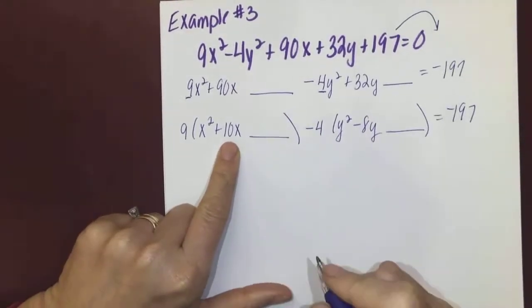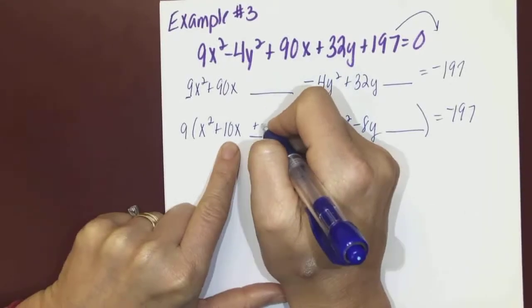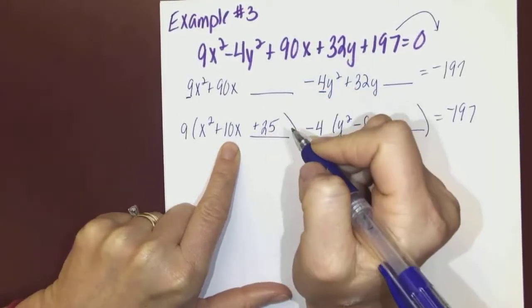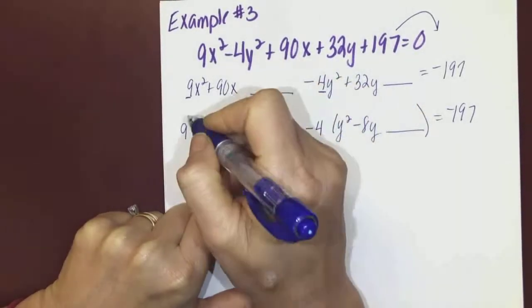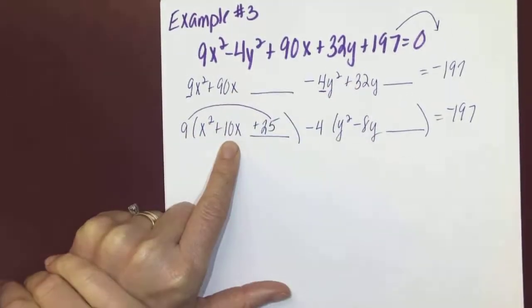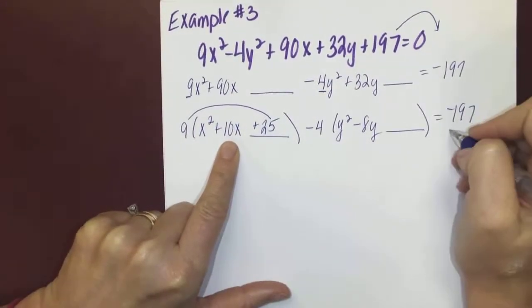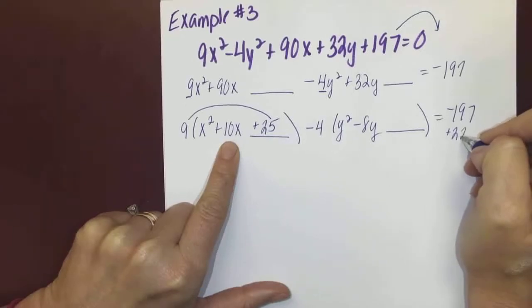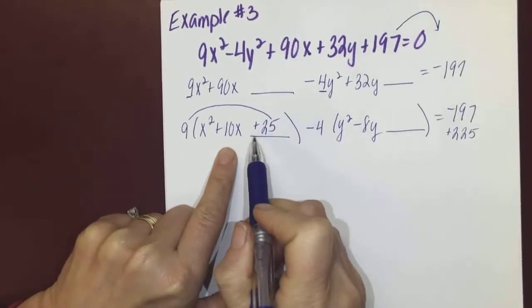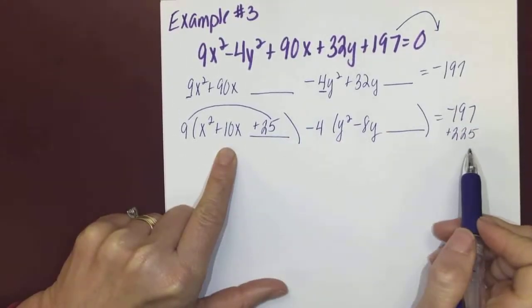Half of 10 is 5. 5 squared is 25. Keep in mind, though, I did not really add just 25. I added 9 times 25, which is 225. If I added 225 to the left, I must add it to the right.